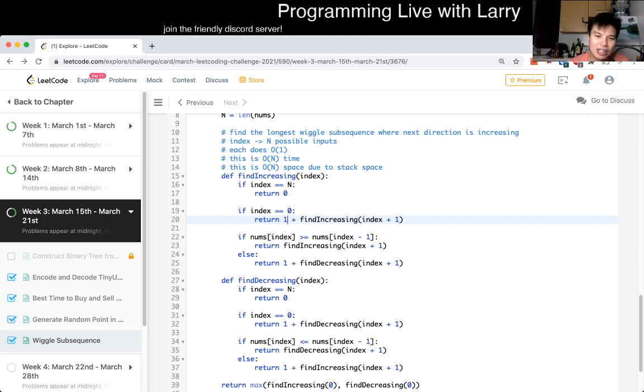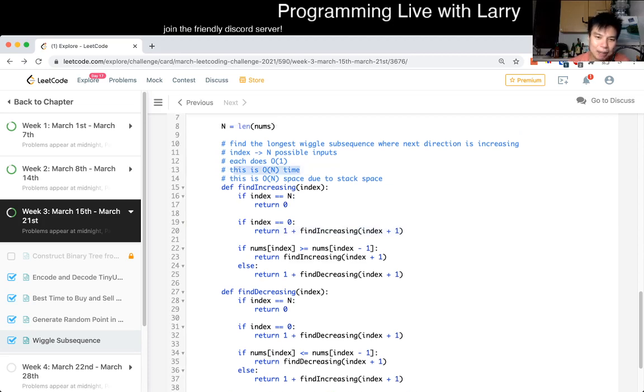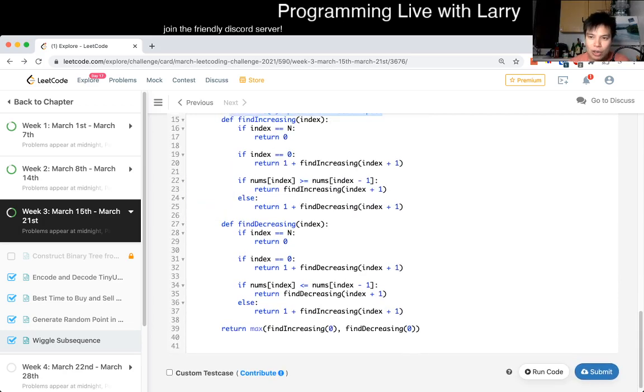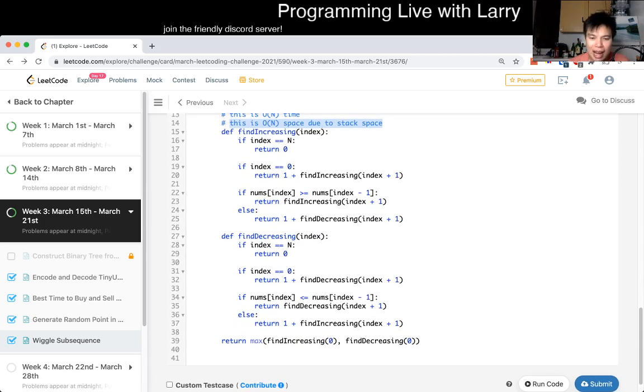And as a result, this is going to be linear time because the possible index is going to be 0 to n. Each of them does O(1) work. And as a result, this is going to be O(n) time in total. And it's going to be O(n) space due to the stack space in total. Cool. That's pretty much all I have.